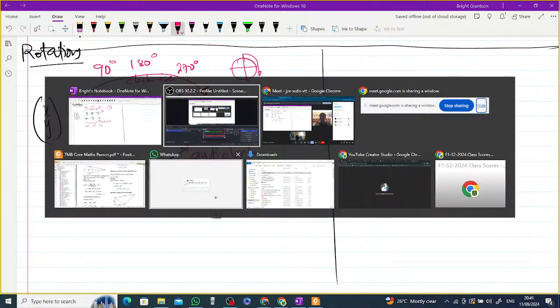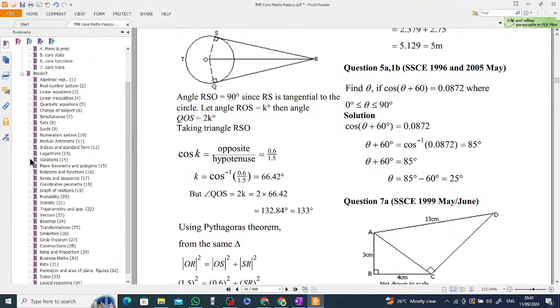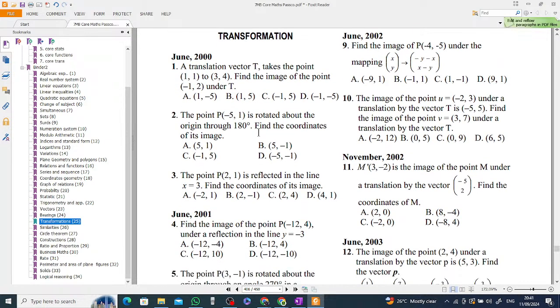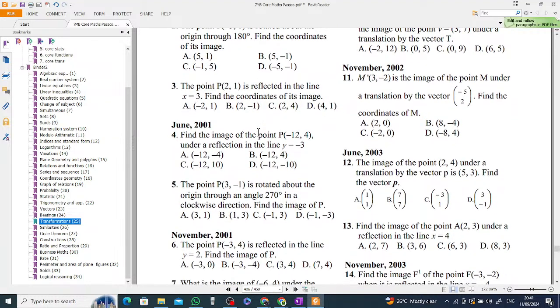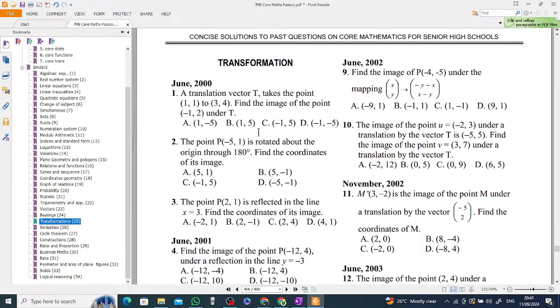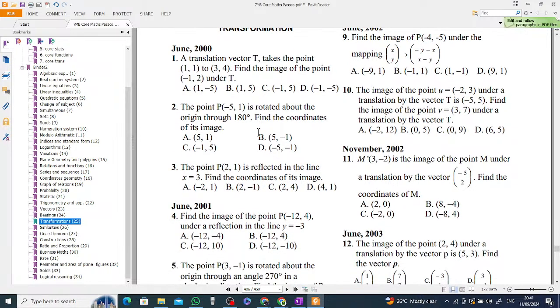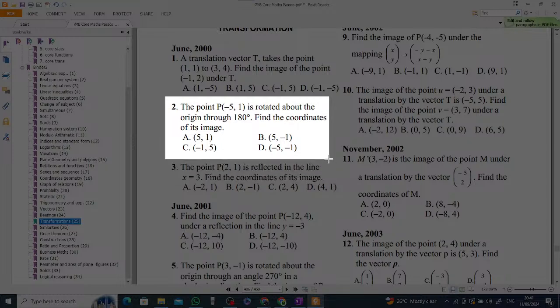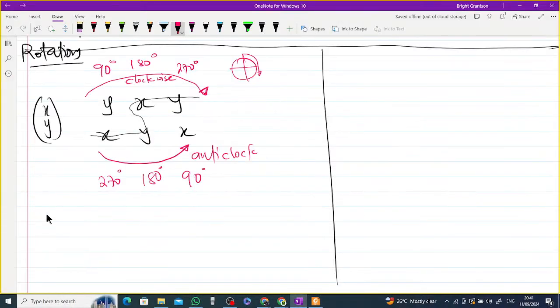Very good. So let me see if I can get some rotation questions here inside the PDF. Transformations, yes. There are different types of transformation. We have the transformation with a matrix, the transformation with a vector, and enlargements and rotations. So let me give you something like this.